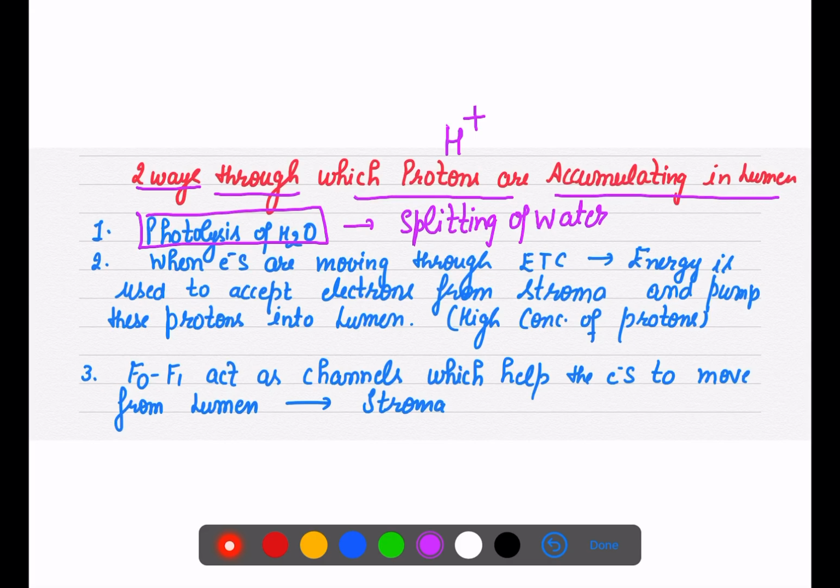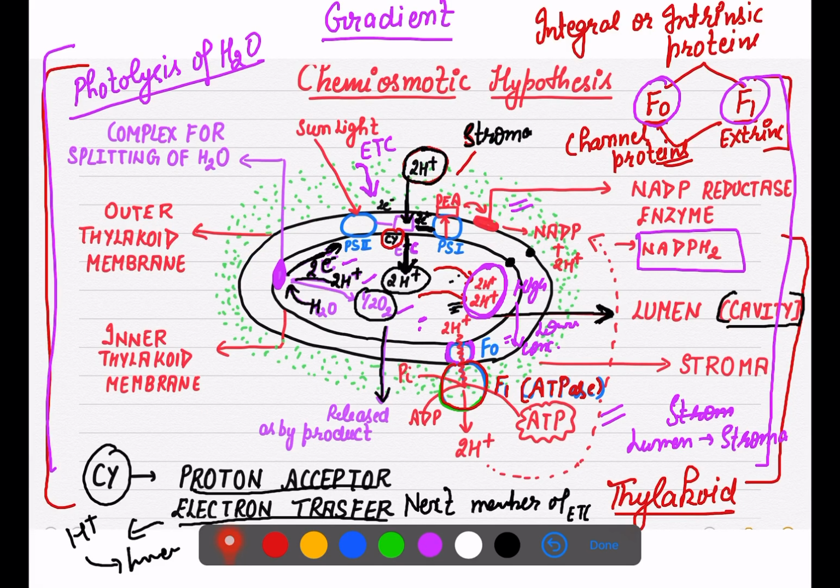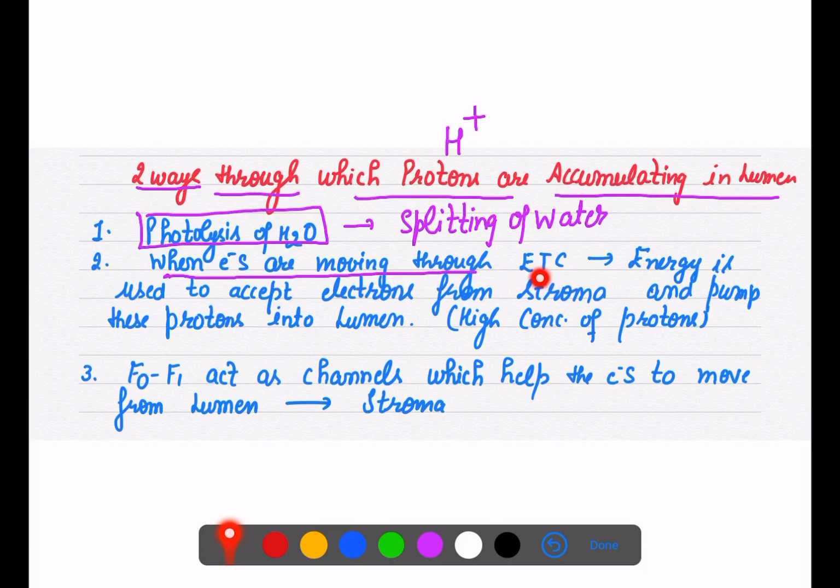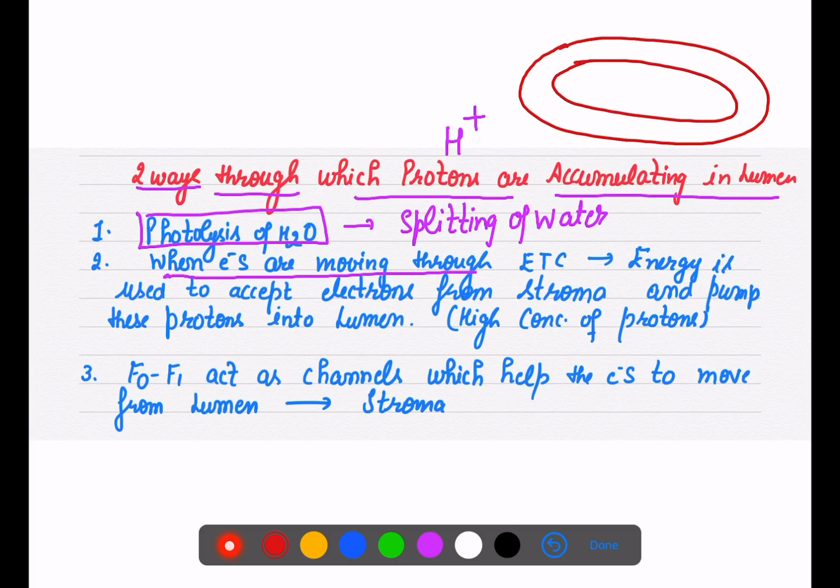When electrons are moving through the ETC, that is the electron transport chain, energy is used. Suppose here we have photosystem 2. It will pass the electron to the electron transport chain, which is your cytochrome complex. Once electrons move through the electron transport chain, energy is released.